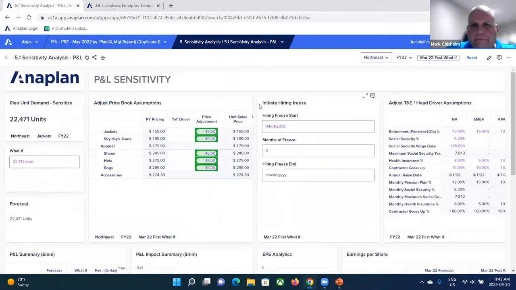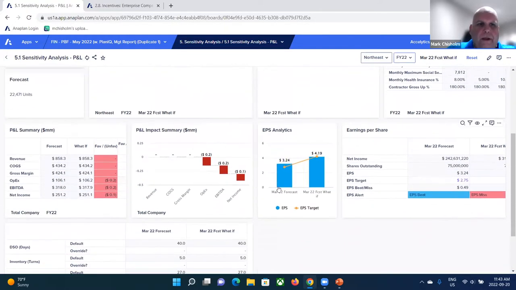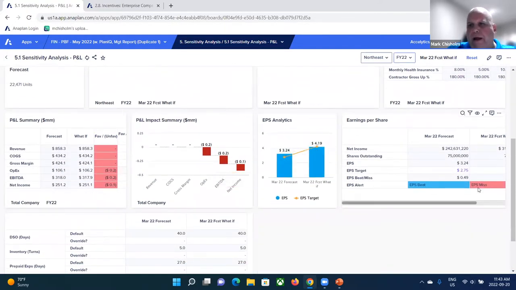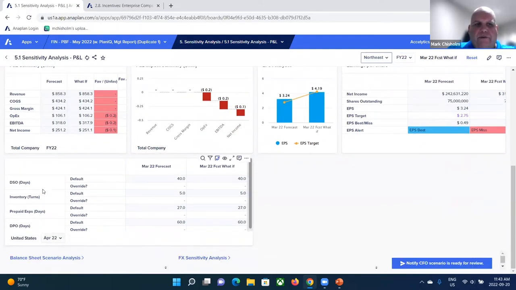In this example, what we've got are some key drivers. We've got our number of units that we're selling. We've got our current year pricing book. We've also got the ability to institute a hiring freeze. And we also have our workforce planning assumptions around healthcare premiums, FICA, state taxes, et cetera. We also have a high level P&L. We've got our earnings per share, which right now, from a what if perspective, we're missing. And we've also got some balance sheet drivers like DSO, DPO, inventory turns, et cetera.